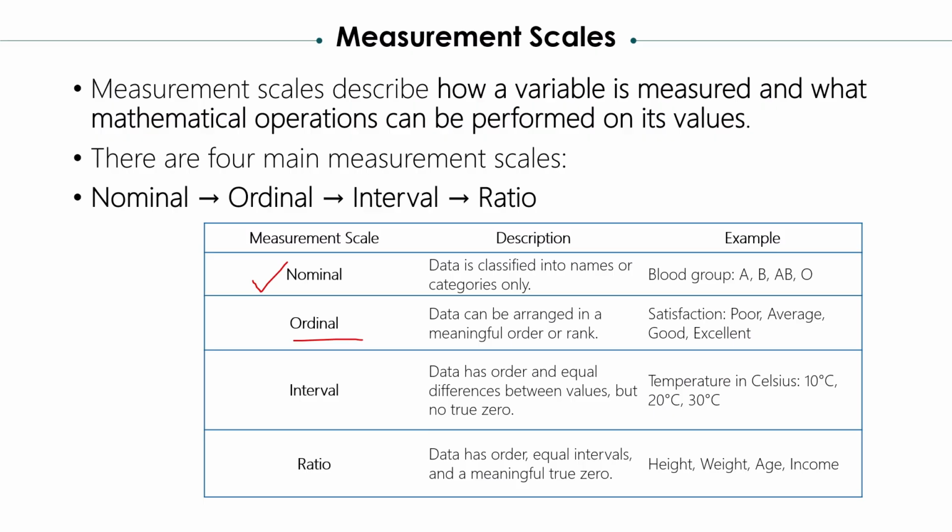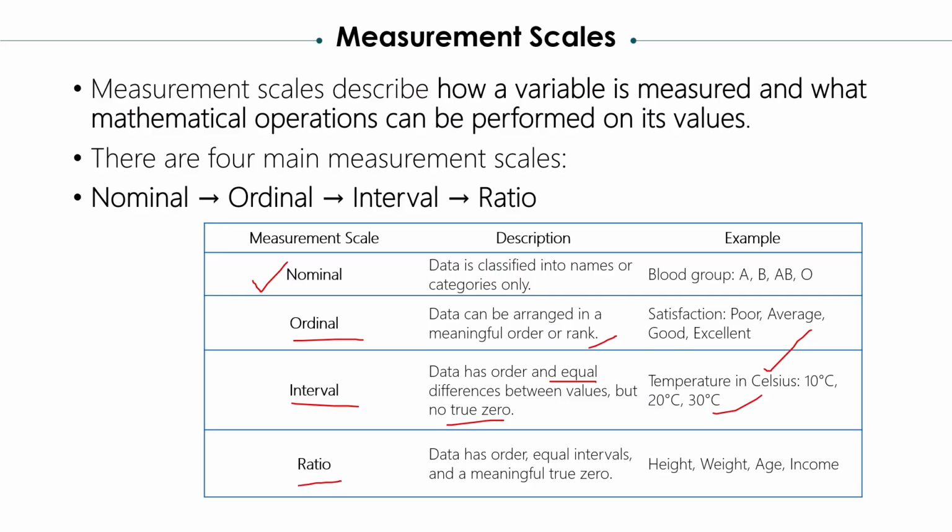The second one is ordinal. Here data can be arranged in a meaningful order or rank. Here we can take the satisfaction of a customer or a rating of a movie, where we choose poor, average, good, excellent, like that. The next one is interval. The interval scale is for data which has order and equal difference between values, but not a true zero. It makes an interval from this range to that range. For example, temperature in Celsius: 10 degrees, 20 degrees, 30 degrees, like that.